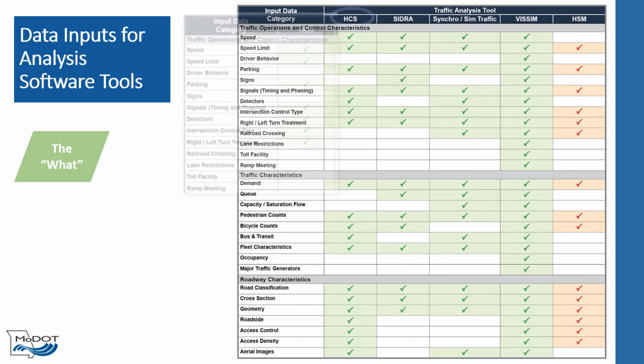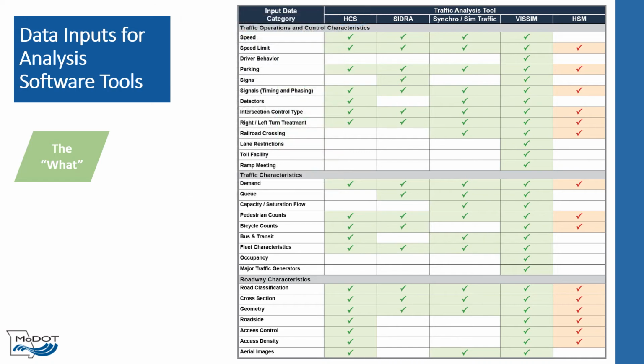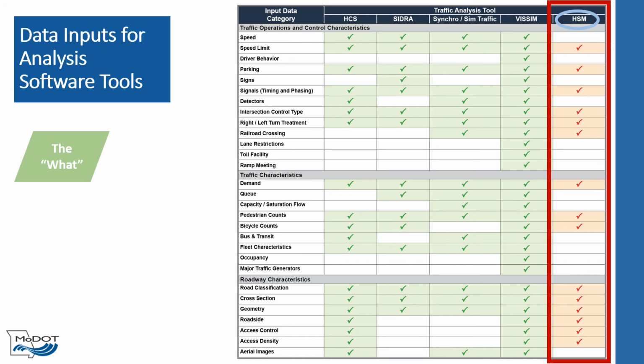For example, when using HCS for analysis, information such as speed and speed limit are needed as inputs. HSM is used to represent all HSM-based tools because all HSM-based tools use similar data inputs. Red check marks are used to distinguish safety tools from operations analysis tools. Much of this data can be gathered through traffic counts, site visit observations, viewing aerial imagery, and traffic signal timing plans.